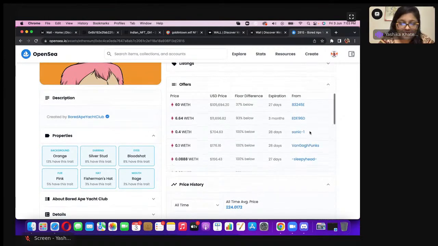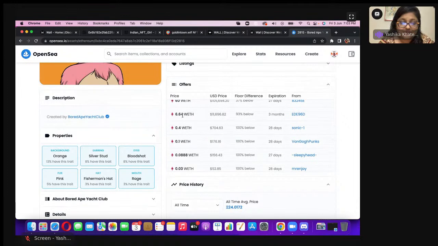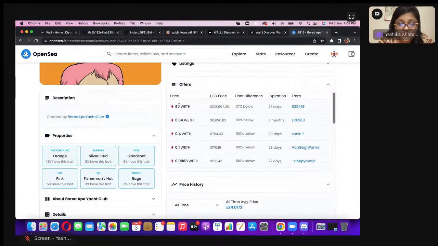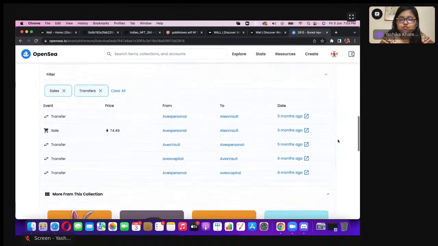So you see, there have been bids for 0.4, and then there have been bids for 6 ether, and then somebody bid for 60 ether as well. Somebody asked me why one should build on a blockchain. I think it is right in front of you.